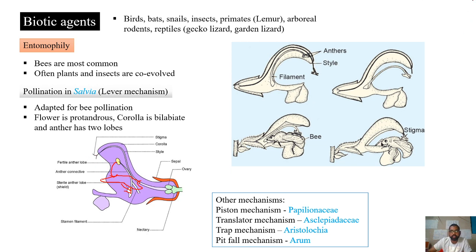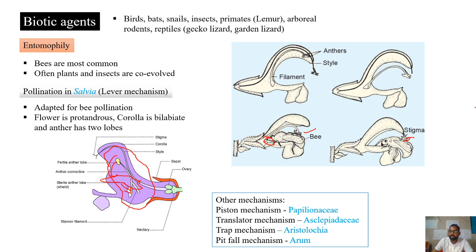You can see this in this figure. This is how the flower is, and here the bee is visiting for the nectar. Therefore, the fertile anther lobe is getting rubbed on the back of this bee, and when it visits another flower, you can see the stigma is also getting rubbed on the surface. Therefore, the pollen grains will stick on this stigma. This is how the pollination will be. That's why it is called lever mechanism. This particular part, that is this bilobed anther, is acting as one lever. That's why it is lever mechanism.